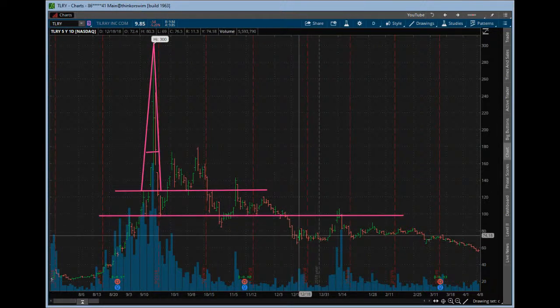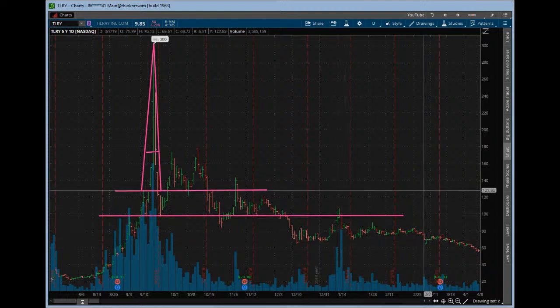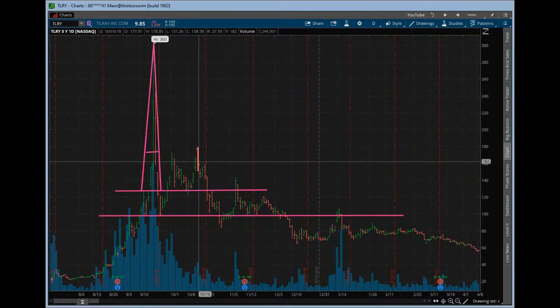It happened again here, and then once we got to this base, look how shortable this was. Boom, nice move that came up and tested it. Boom, another shortable move on that. So it's an A topping pattern, okay? So we saw that on Tilray.